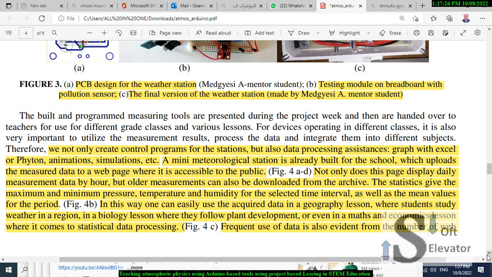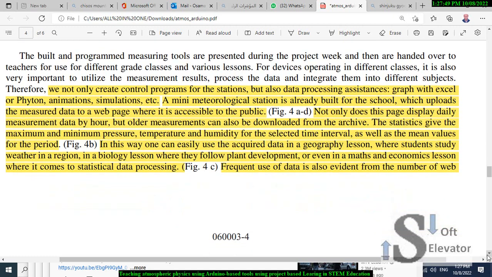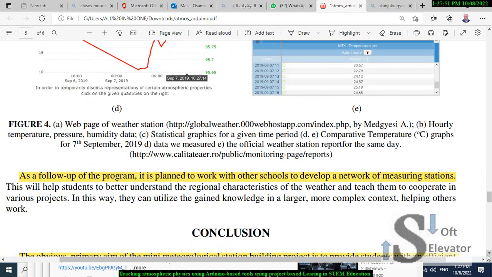And this way, one can easily use the acquired data in a geography lesson where students study the weather in the region, in a biology lesson where they follow plant development, or even in a mathematics and economics lesson where it comes to statistical data processing. Frequent use of data is also evident from the number of web page visits, as a follow-up of the program.